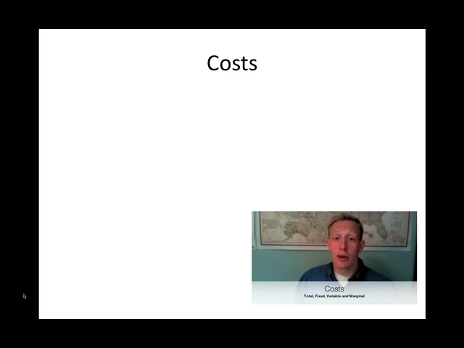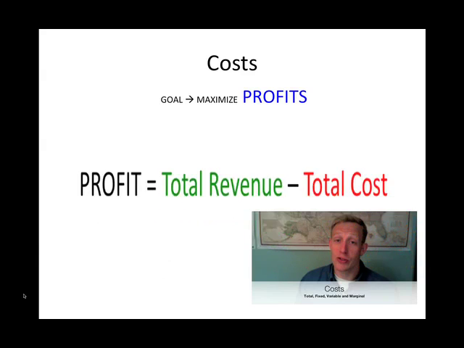The goal of any firm is to maximize profits. Profits are somewhat misunderstood. Most people think profits are just simply how much money a firm makes. But profits are much more than that. Profit is equal to the total revenue of a firm minus its total costs.